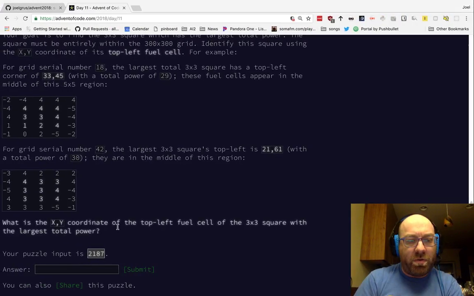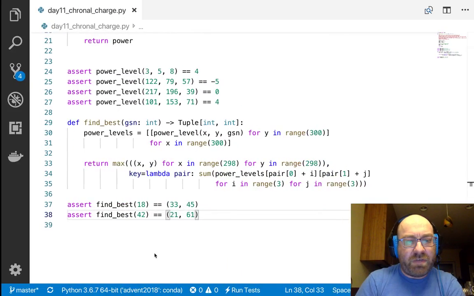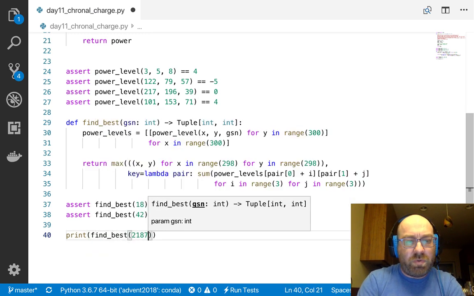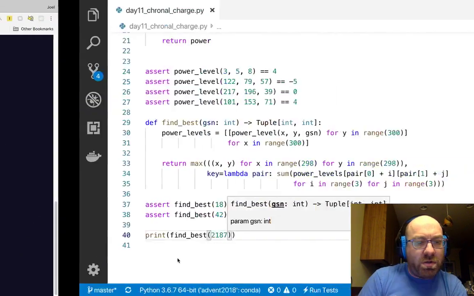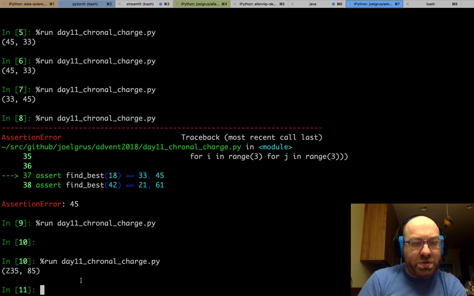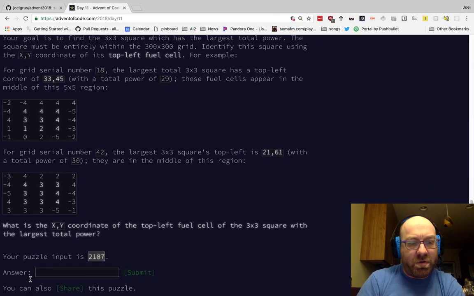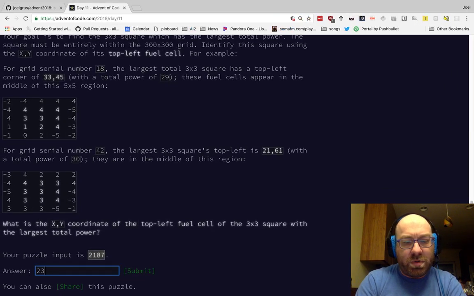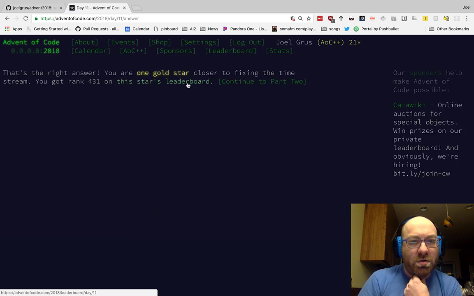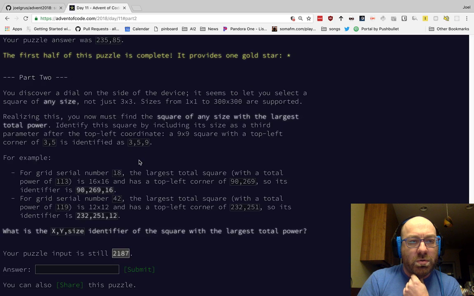Okay, and so now I have 2187, so I want to print find best 2187. And that says it's 235.85. So 235.85. That's the right answer. Continue to part 2.